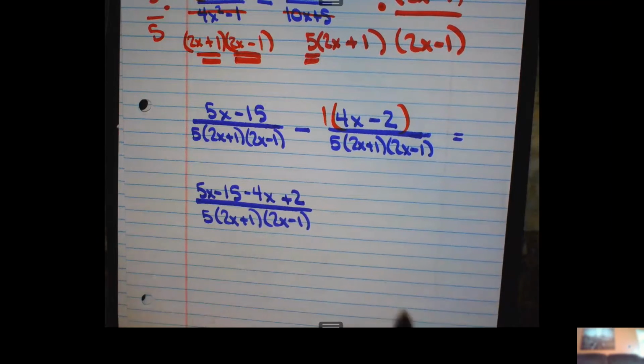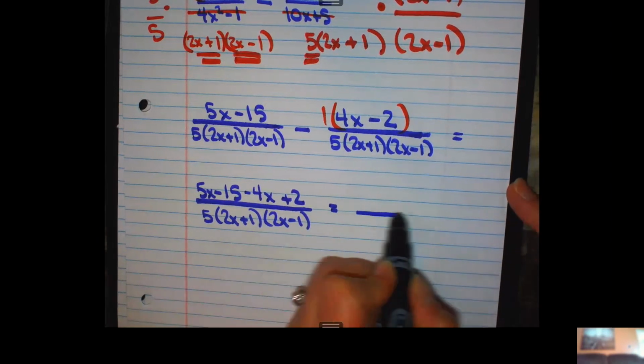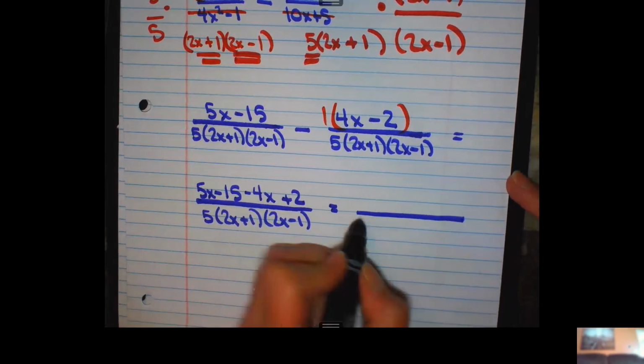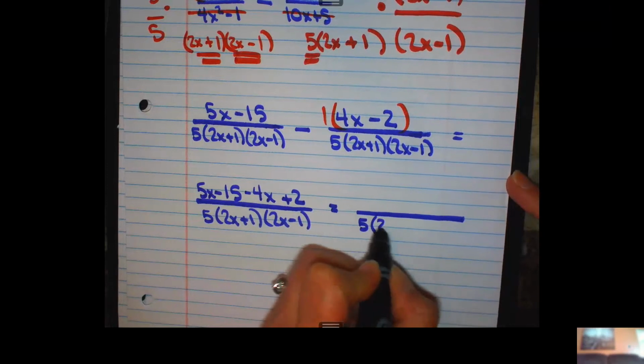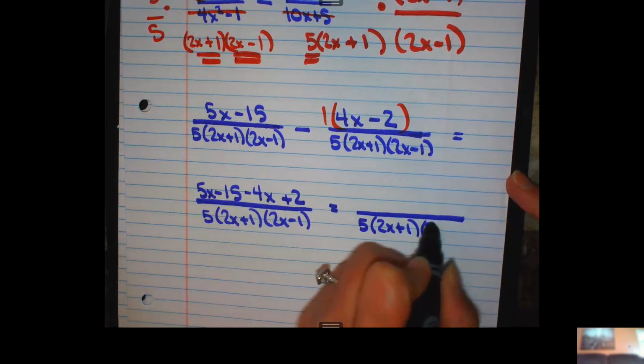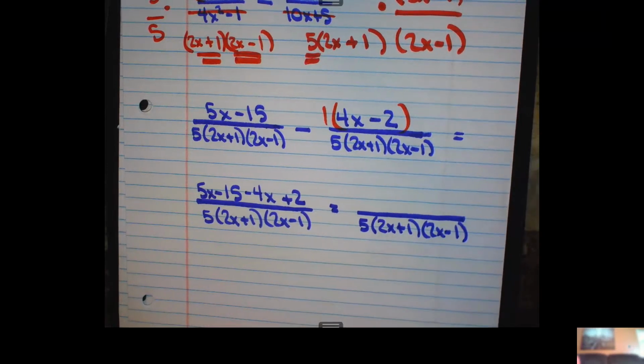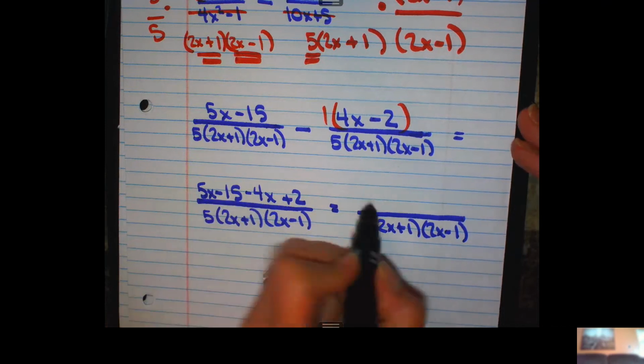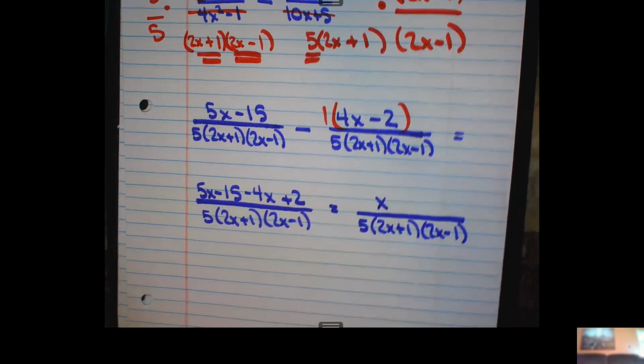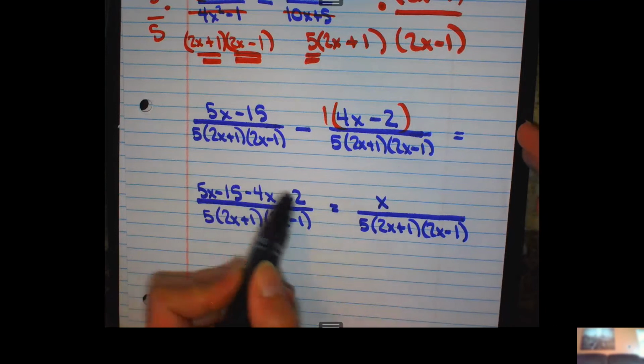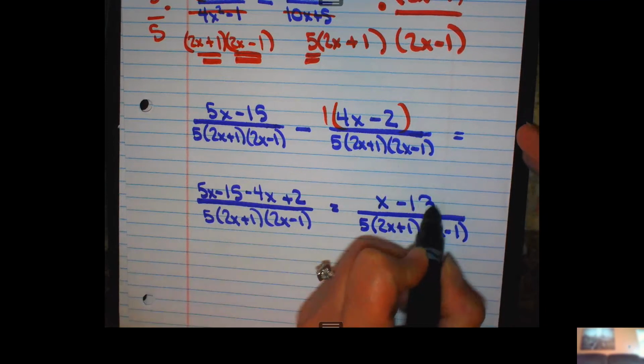Next step is to combine like terms. So again, I'm going to rewrite my fraction. And of course, some steps can be skipped, but for the notes, I want you to see exactly what we're doing. So I wrote down the denominator one more time. And now we combine like terms. 5x minus 4x is 1x, or just x. Don't include the 1 if we're simplifying. -15 plus 2 is a -13.